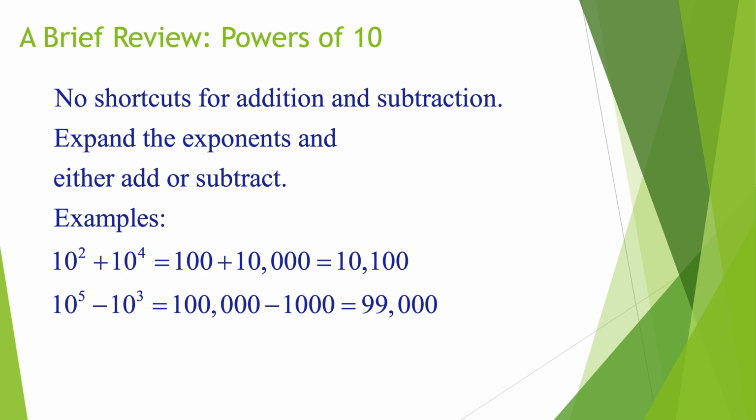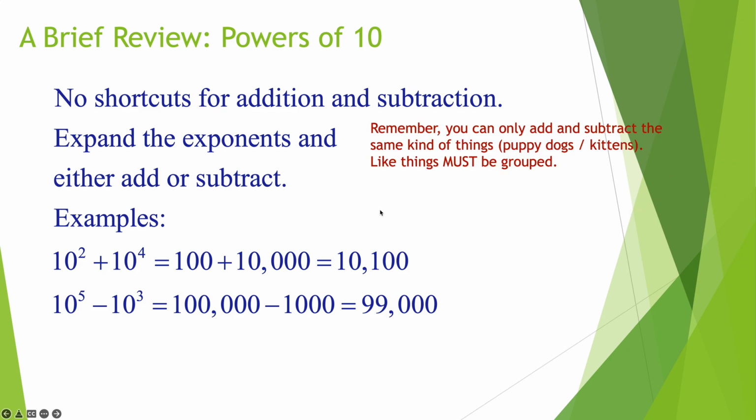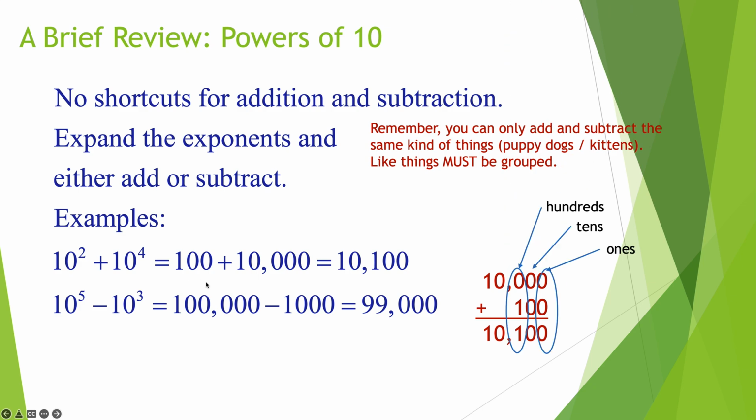How does this relate, by the way, to that great truth we learned before about how whenever you add or subtract anything on the face of the earth, they need to be alike? Well, remember, you can only add or subtract things that are the same kind of things, like puppy dogs and kittens. Like things must be grouped. So if I write out 10,000 plus 100, which is what 10 squared plus 10 to the fourth is, I have to line it up so that the ones are with the ones, the tens are with the tens, the hundreds are with the hundreds, and so on.